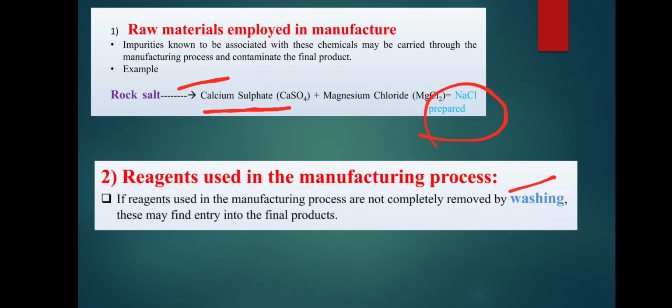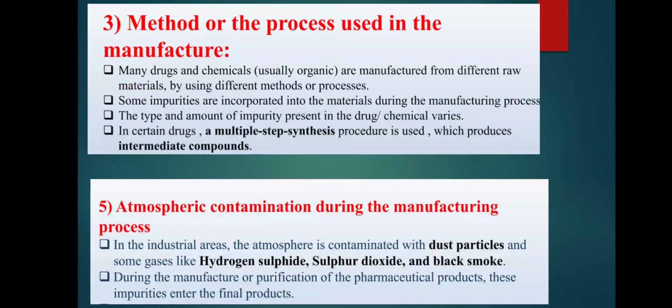Reagents used in the manufacturing process. If reagents used in the manufacturing process are not completely removed by washing, they may enter into the final products. These contaminations may enter into the final product and can decrease the quality of the drug. Method of the process used in the manufacturing. This is also one source of impurity.